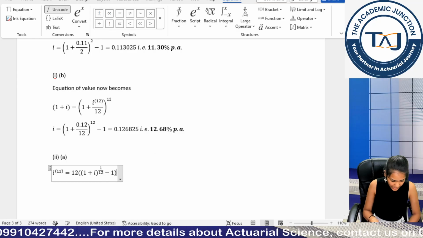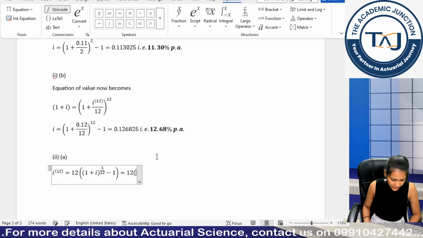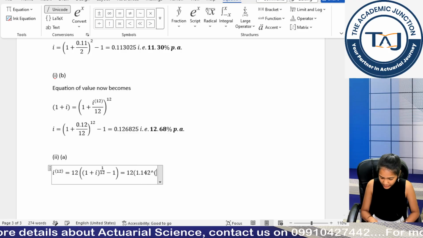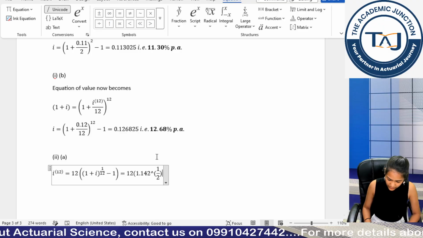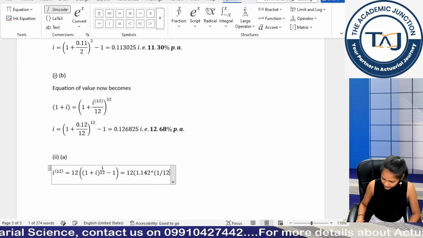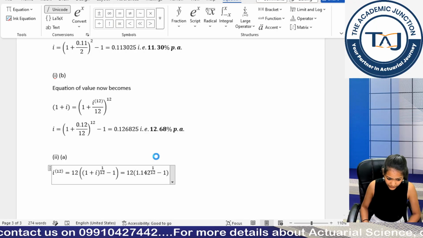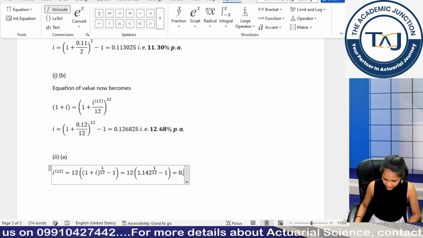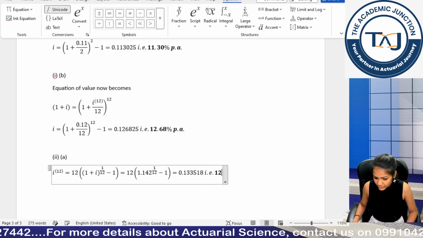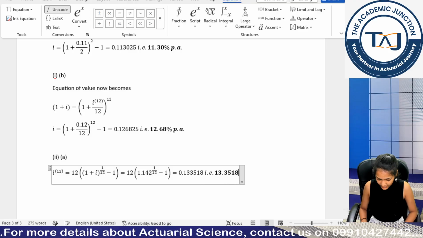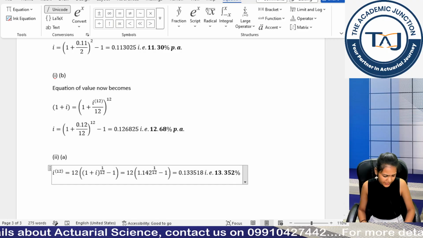Okay, this minus 1 and this, again space bar, and this becomes, now putting the values in it, 1.142 raised to the power brackets 1 by 12, space bar for the fraction format, space bar for the superscript, is equal to 0.133518, that is bolding out the final answer, 13.352%, or I can write it 13.35%.